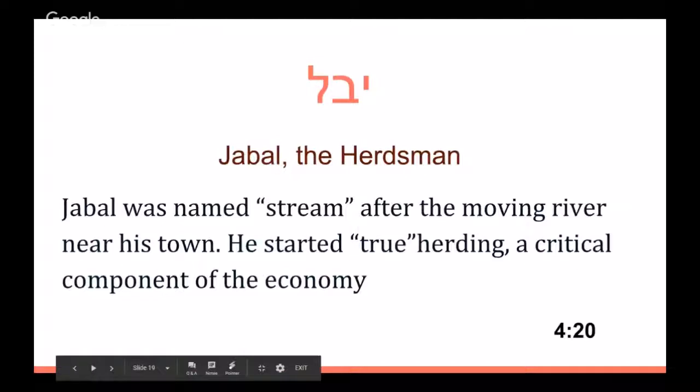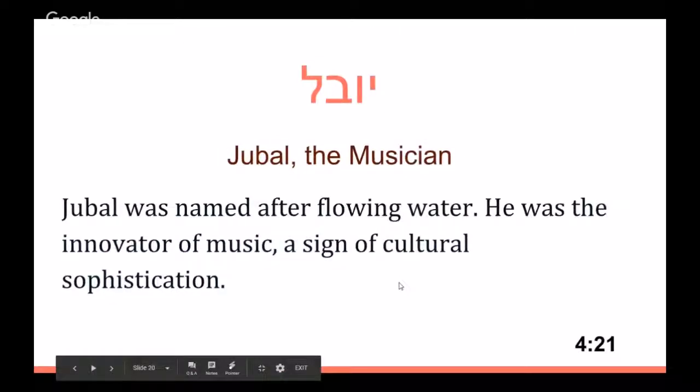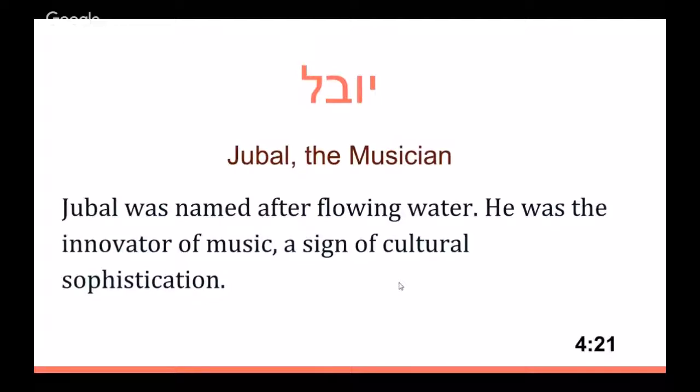Now we're going to move along fast because we're limited on time. Jubal is another son of Lamech, and Jubal was also named after the flowing water, or the river. And verse 21 of chapter 4 says that he was the father of the lyre and the pipe players. So he was the innovator of music, and that is once again a sign of cultural sophistication.